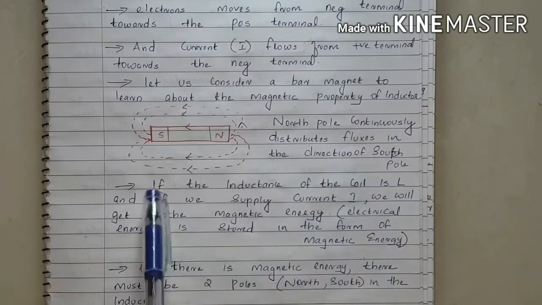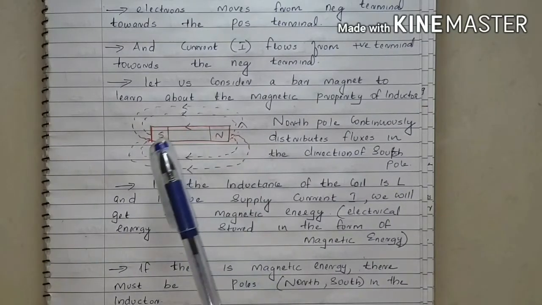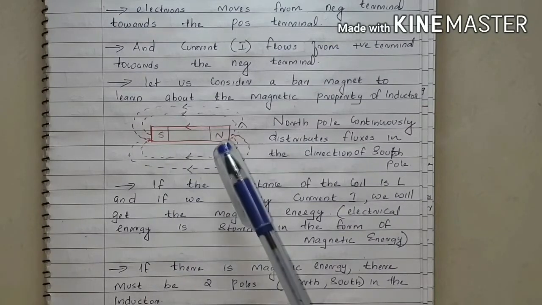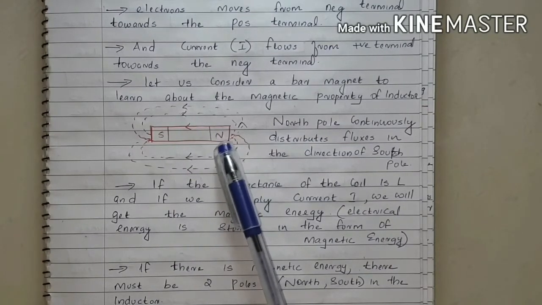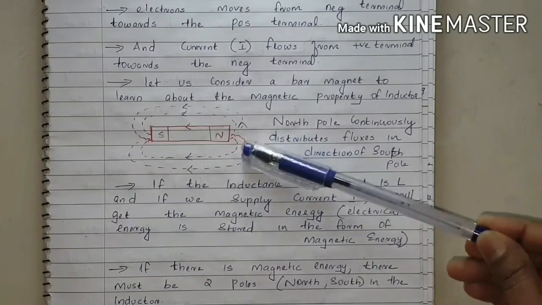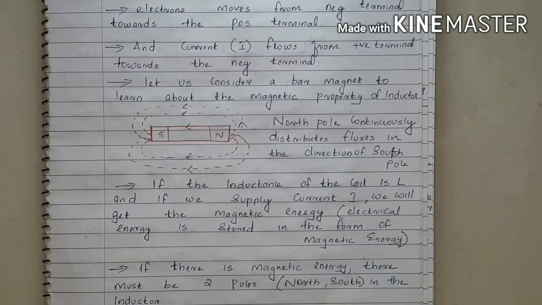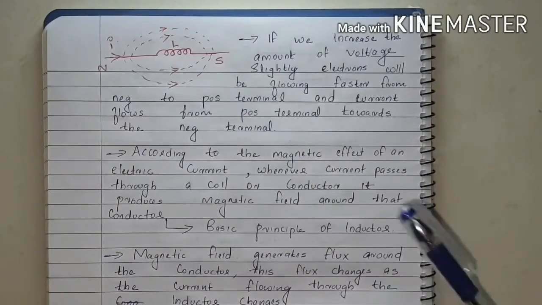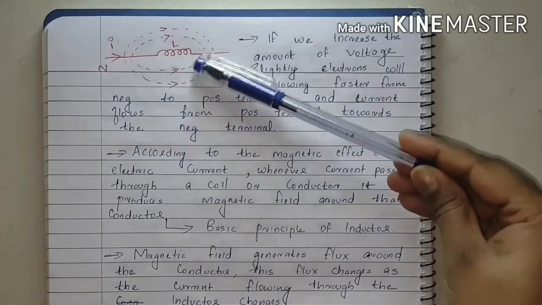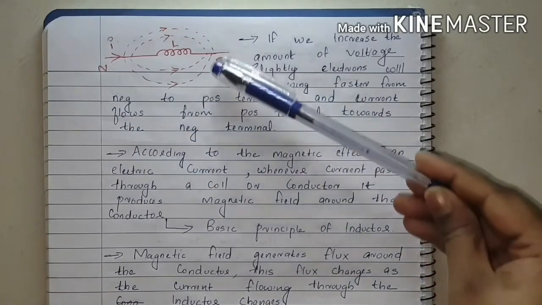Same as that of a bar magnet, here I considered a bar magnet with two poles, north pole as well as south pole. Here the north pole continuously distributes flux towards the direction of south pole. Same as a bar magnet, if there is magnetic energy stored in an inductor, there will be two poles in the inductor, south as well as north pole. The direction from which current enters the inductor is considered as north pole and current leaving the inductor is considered as south pole.